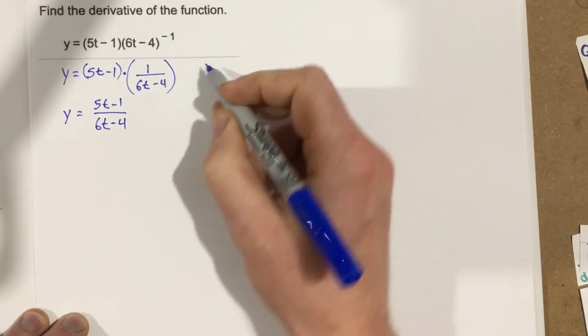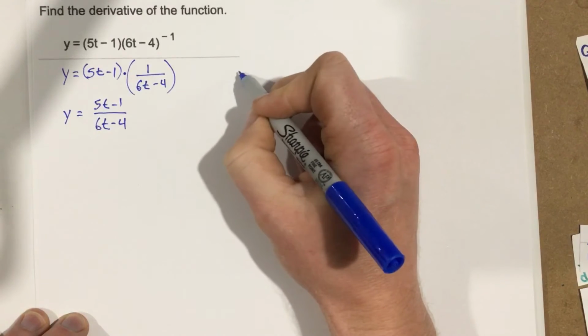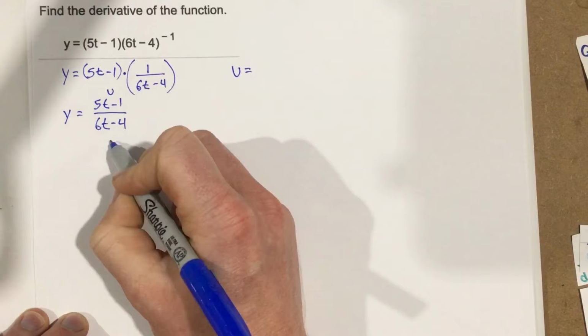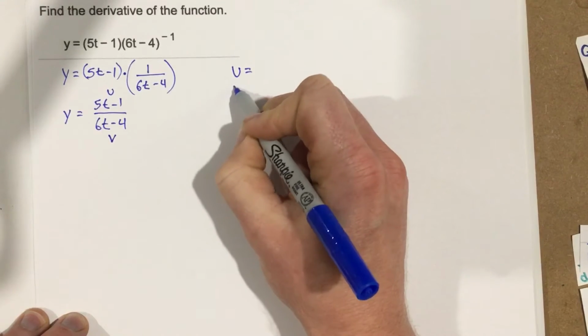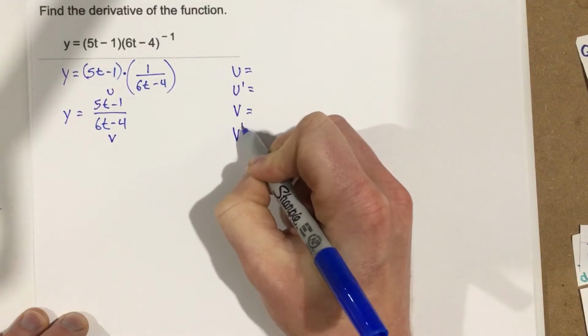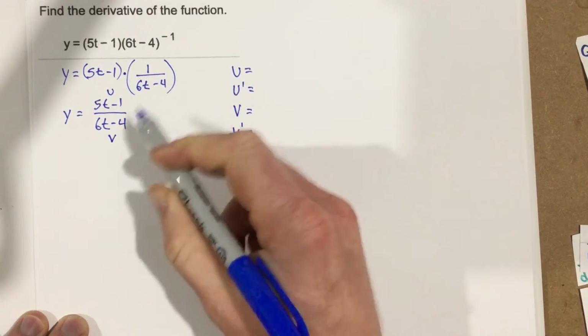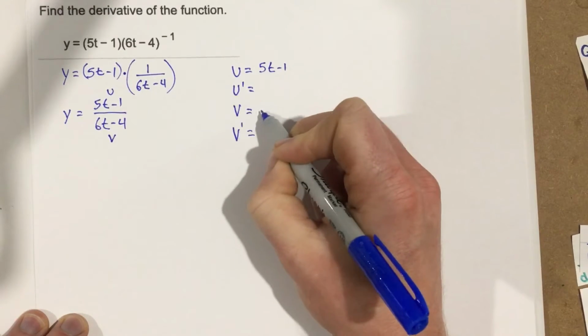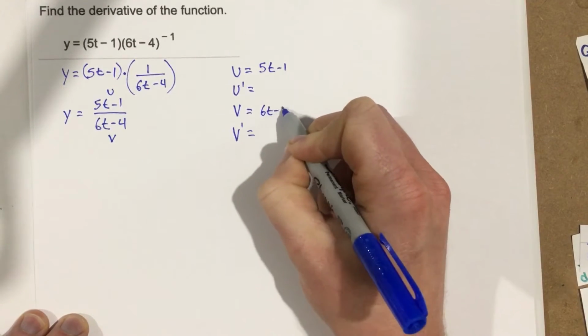So I'm going to take the derivative now, and when I take this derivative I always start with u equals the top one, v is the bottom one. So u prime, v prime. U is 5t minus 1. V is 6t minus 4.